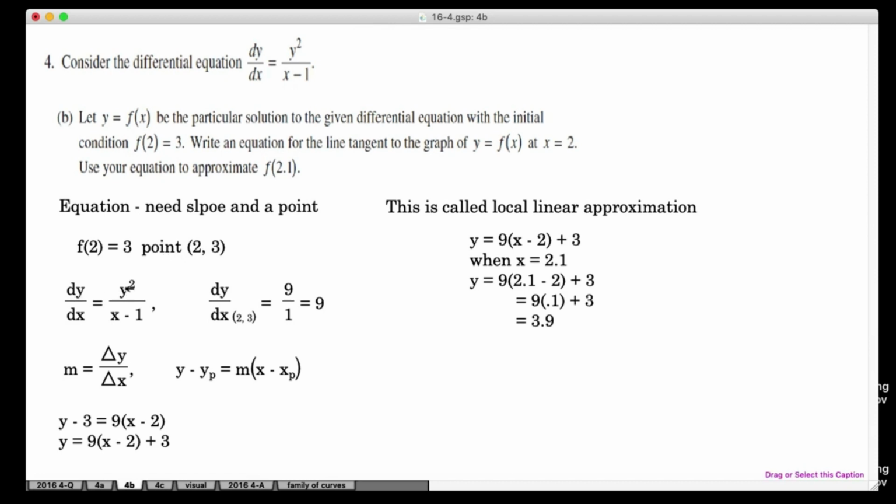So the slope: y squared, so y is 3, so that's 9, and x is 2, 2 minus 1 is 1. So the slope at that point is 9. Now remember, the best way to write the equation of a line is by point-slope form. Now, most of you are locked into slope-intercept form. I would suggest you learn point-slope form.